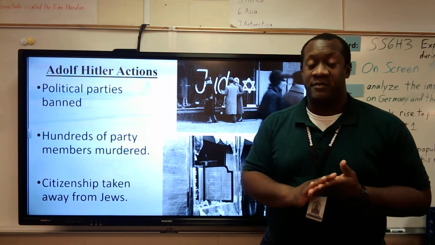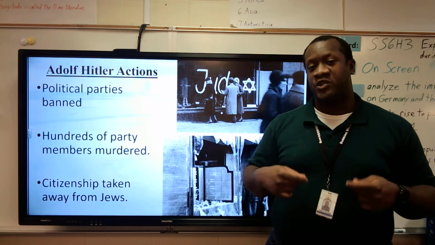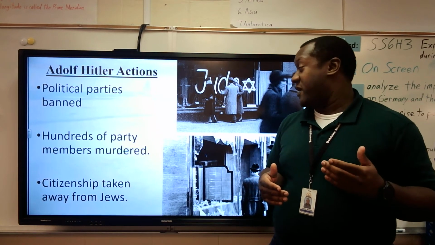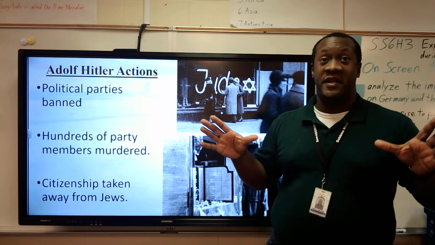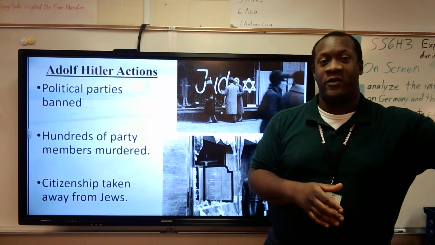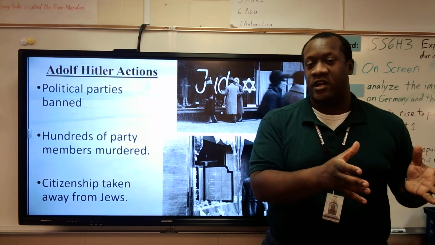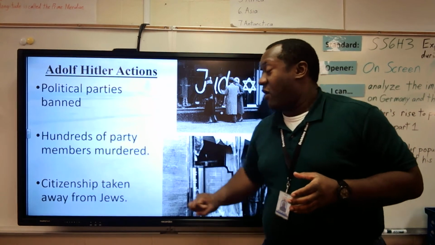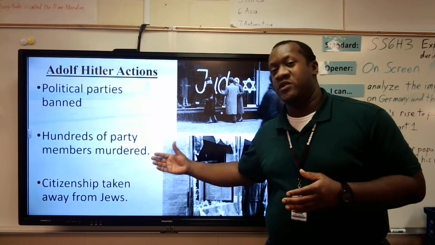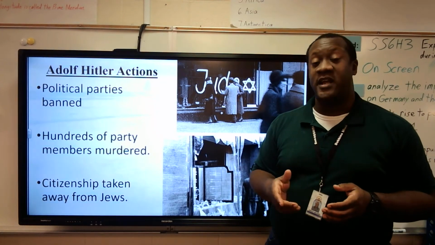Citizenship is also going to be taken away from the Jews. Slowly but surely, laws are being passed so that Jews could only go to certain areas. They weren't allowed in certain places in the country. And then from there, Jews aren't allowed to own businesses. And then before you know it, the citizenship of anyone who's Jewish is taken away.